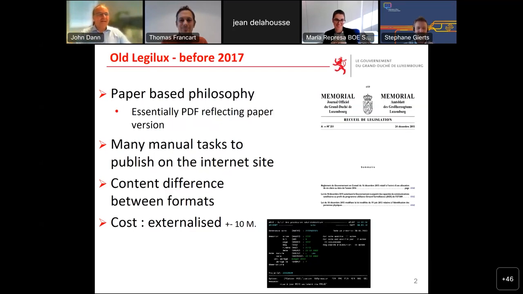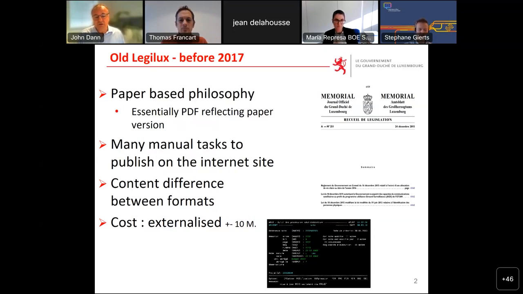Luxembourg. We had a very old system. It was basically paper based. The PDFs were looking actually like a paper based version. They were produced also before actually the HTML or further in time the XML was published. So there was a lot of manual tasks to publish a legislation in Luxembourg. So as the PDF was produced before, the HTML or XML or other formats were produced afterwards, there were even differences in content in the formats.